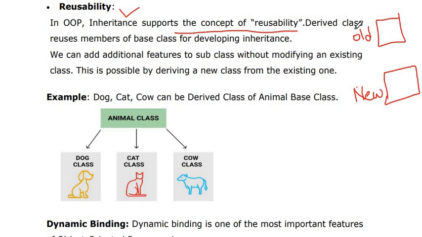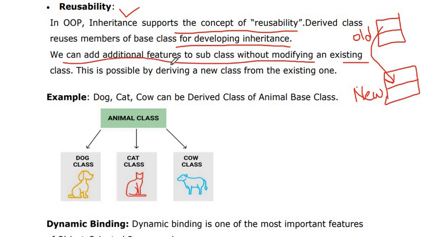Now look here. Derived class reuses the members of the base class. Members means either they may be data members, they may be member functions, or they may be properties. Means the derived class reuses members of the base class for developing inheritance. Means the properties of the old class are inherited into the new class, or the properties of the base class are inherited into the derived class. This is called reusability.